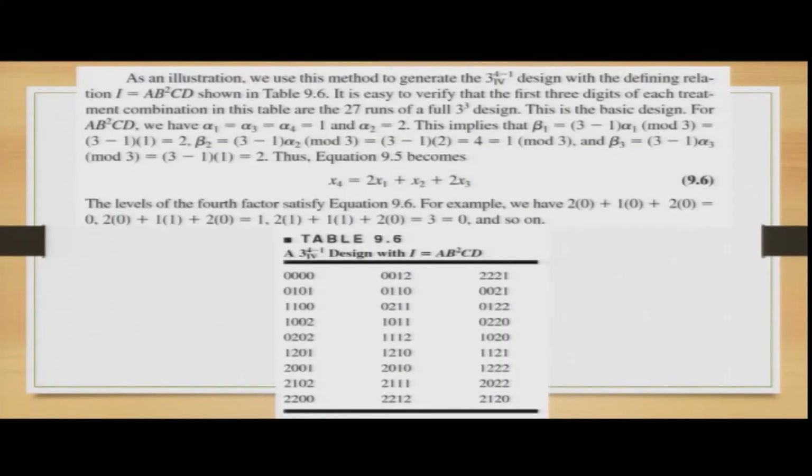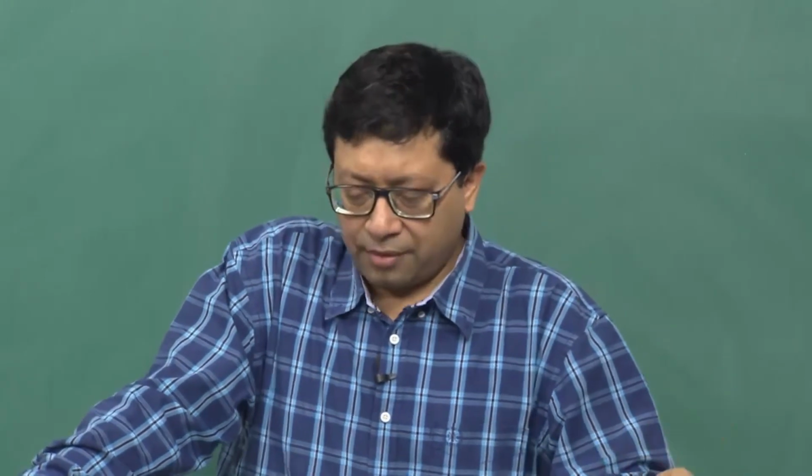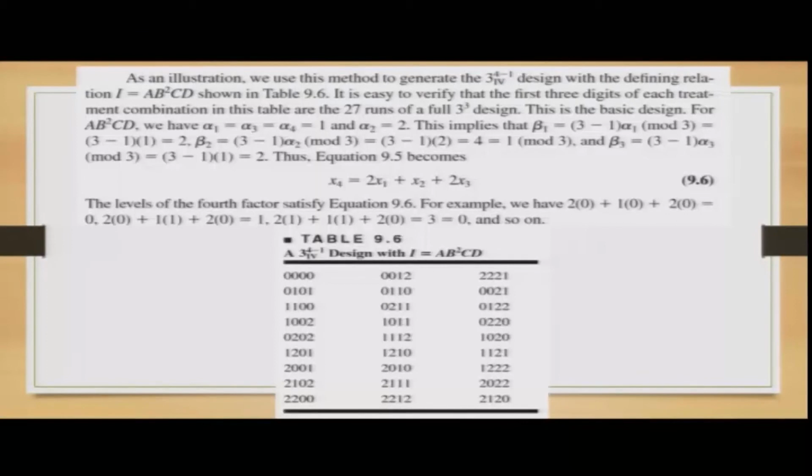As an illustration, we use this method to generate the 3 to the power 4 minus 1 design with the defining relationship, the indicator function, as a b square c d. It is easy to verify that the first 3 digits of each treatment combination in this table are the 27 runs of the full 3 to the power 3 design. Based on that we are trying to get the maximum throughput in order to help us predict at the highest level. This is the basic design for a b square c d.